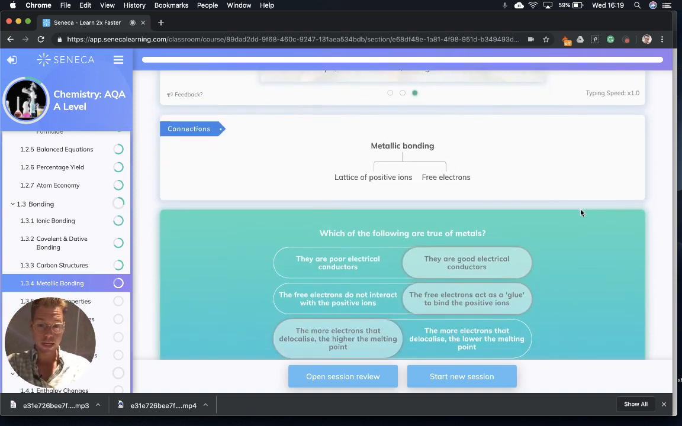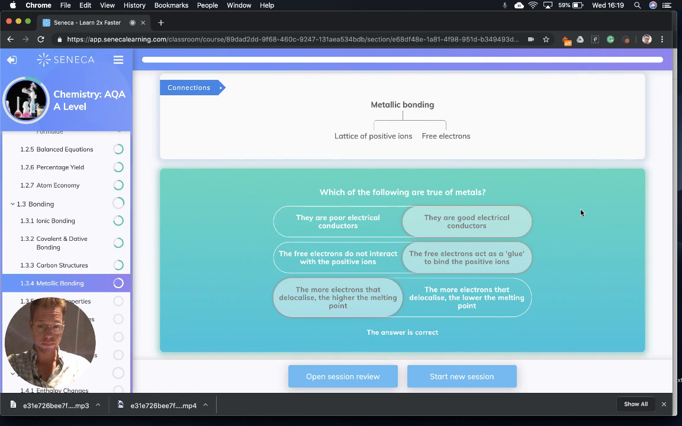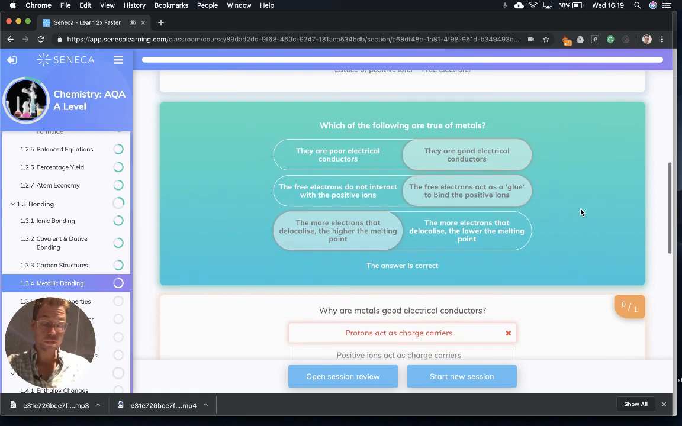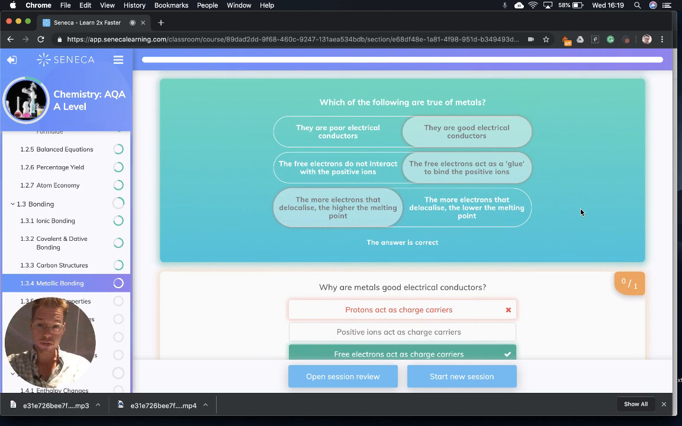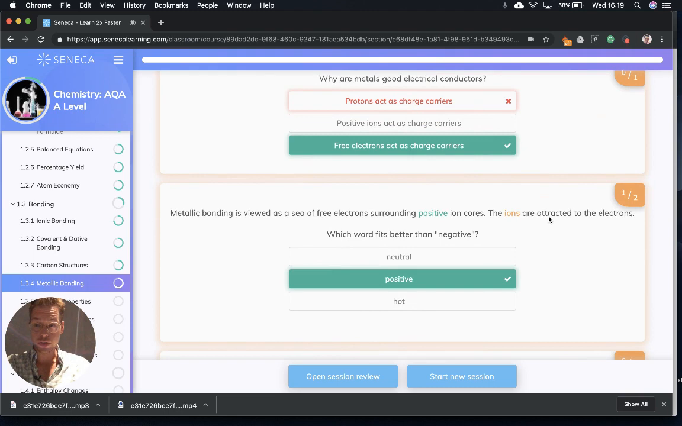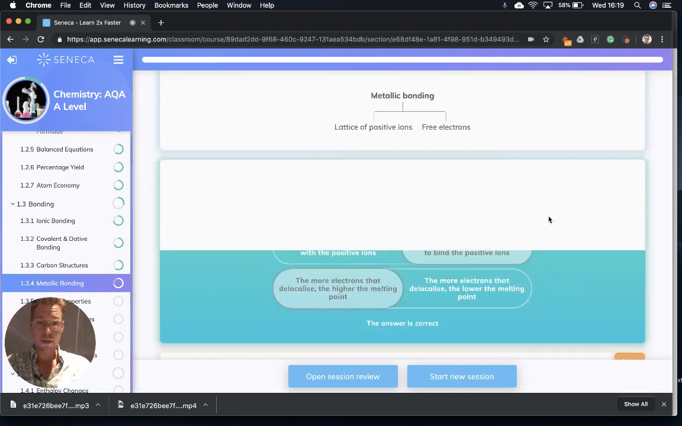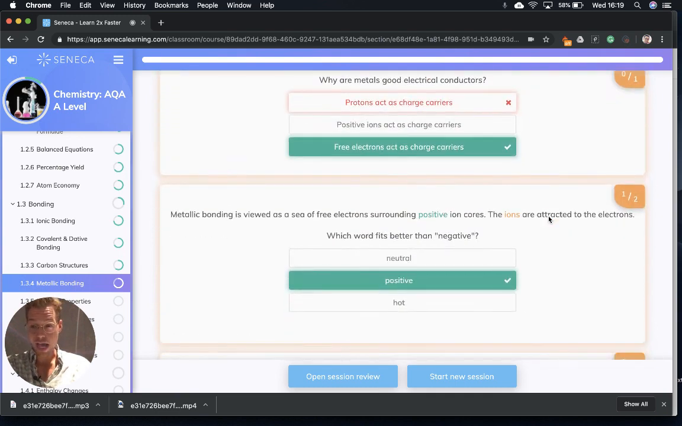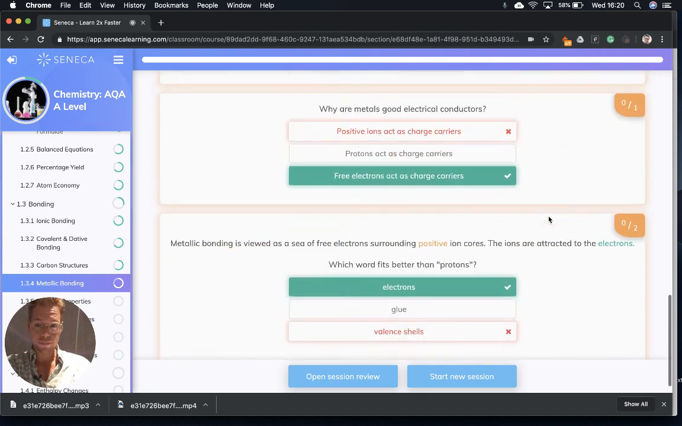So 2 things about metallic bonding. A lattice of positive ions. So those positive ion cores form a lattice, and we have that sea of free electrons. And the properties you need to remember: metals are good electrical conductors. The free electrons act as a glue to bind the positive ions, and the more electrons that delocalize, the higher the melting point. Think about that example of sodium and magnesium. Sodium 98, magnesium 650. And that's just with the difference of 1 extra electron, because it's Na+ and Mg2+, so that's a lot.